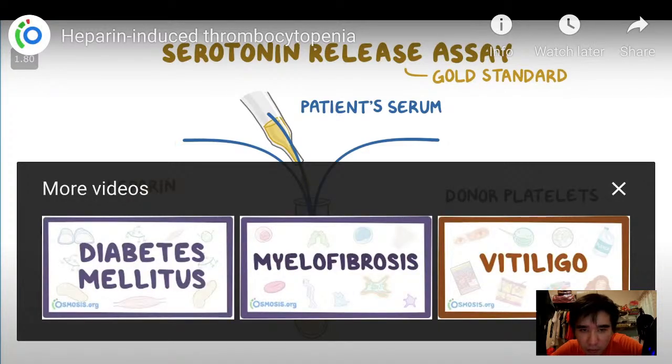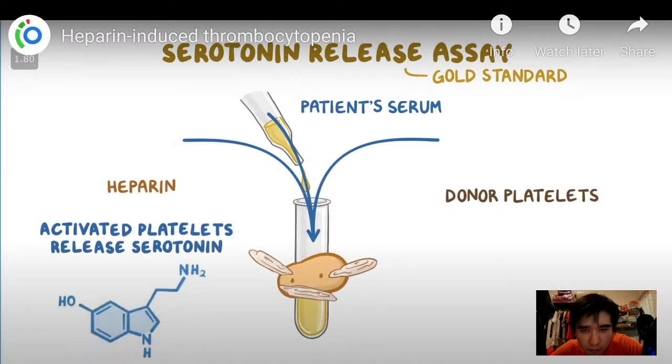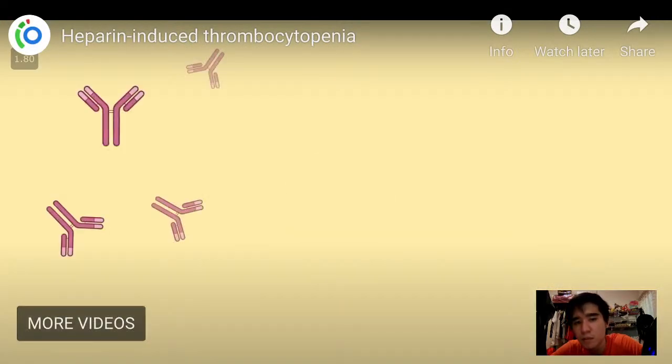Platelets release serotonin. So in a positive test, why would it release serotonin?